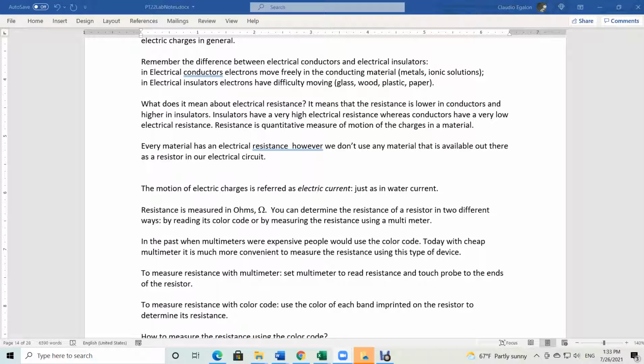Yeah, see, because it's a metal, the resistance of my key is very low. 0.9 ohms. But if I measure the resistance of my pen from this point to this point, what do we get? You get a very high resistance.